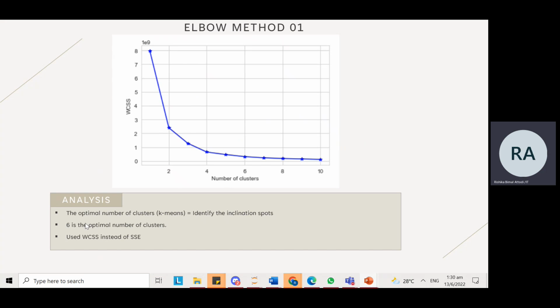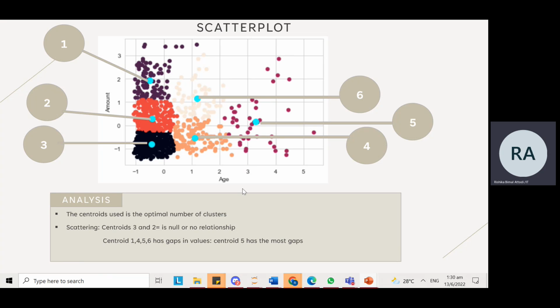The elbow method shows the optimal number of clusters, which can be identified by the inclination spot, and in this case it's 6. I use WCSS instead of SSE, which is almost the same thing. For the scatter plot, the centroids are used with the optimal number of clusters, which was previously mentioned.